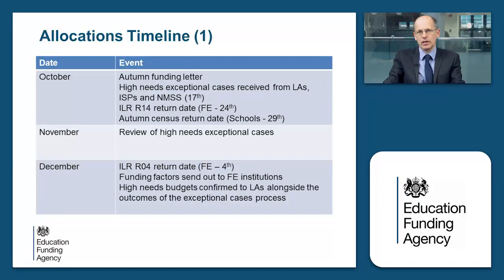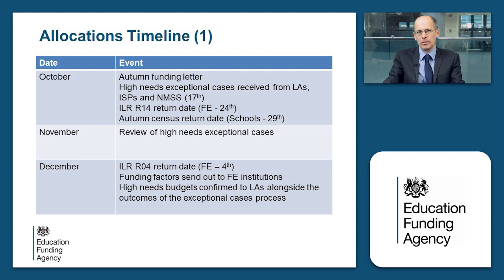So, starting with the timeline for the allocations process. This first slide sets out the key dates between October and December. I'd like to highlight one specific item from this slide, the autumn funding letter. This is a letter from Peter Mucklow, the EFA Director for Young People, that sets out the main points relating to post-16 funding for the coming year. The letter was sent out in October and is available on our website. It is a key source of information for all institutions involved with post-16 funding.